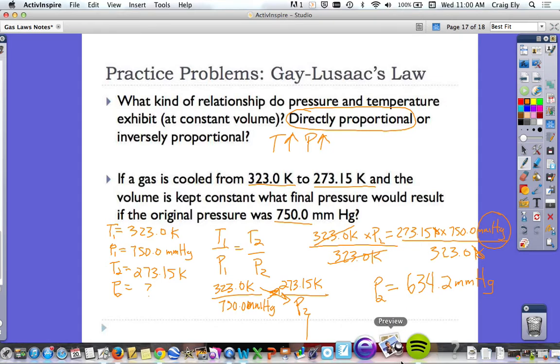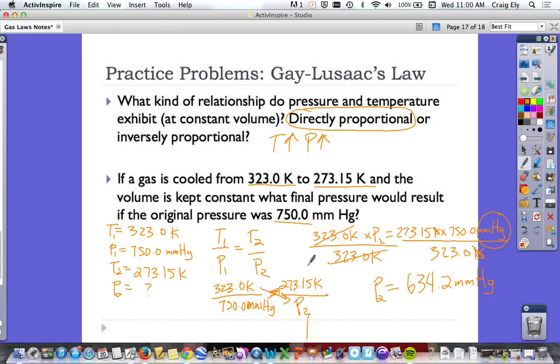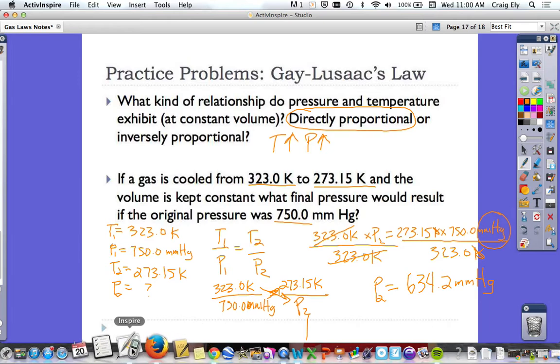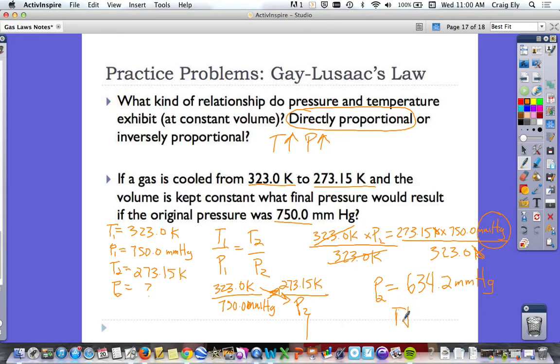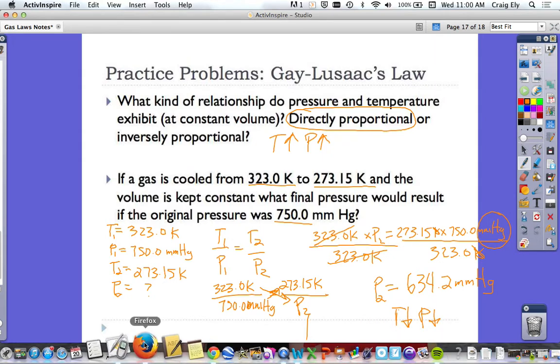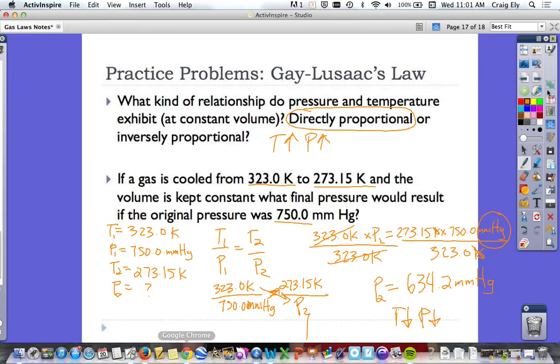The other thing that we need to check is to make sure that this makes sense. Remember, if temperature goes up, pressure goes up, or if temperature goes down, pressure goes down. Here's my temperature. I went from 323 to just over 273. So my temperature went down. That means my pressure has to go down. Let's check that. We went from 750 millimeters of mercury to 634.2 millimeters of mercury. So we're good to go. It makes sense. It works out correctly.